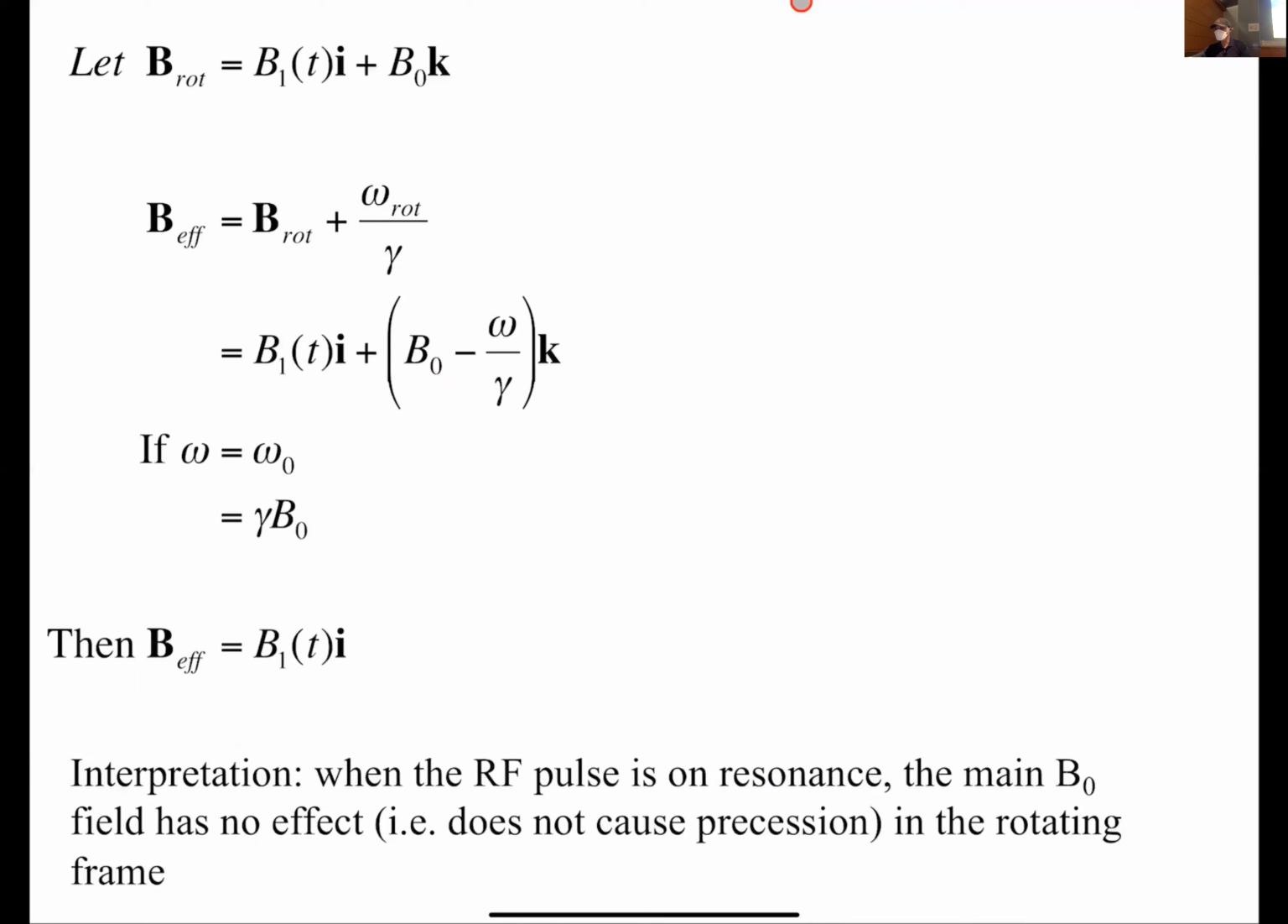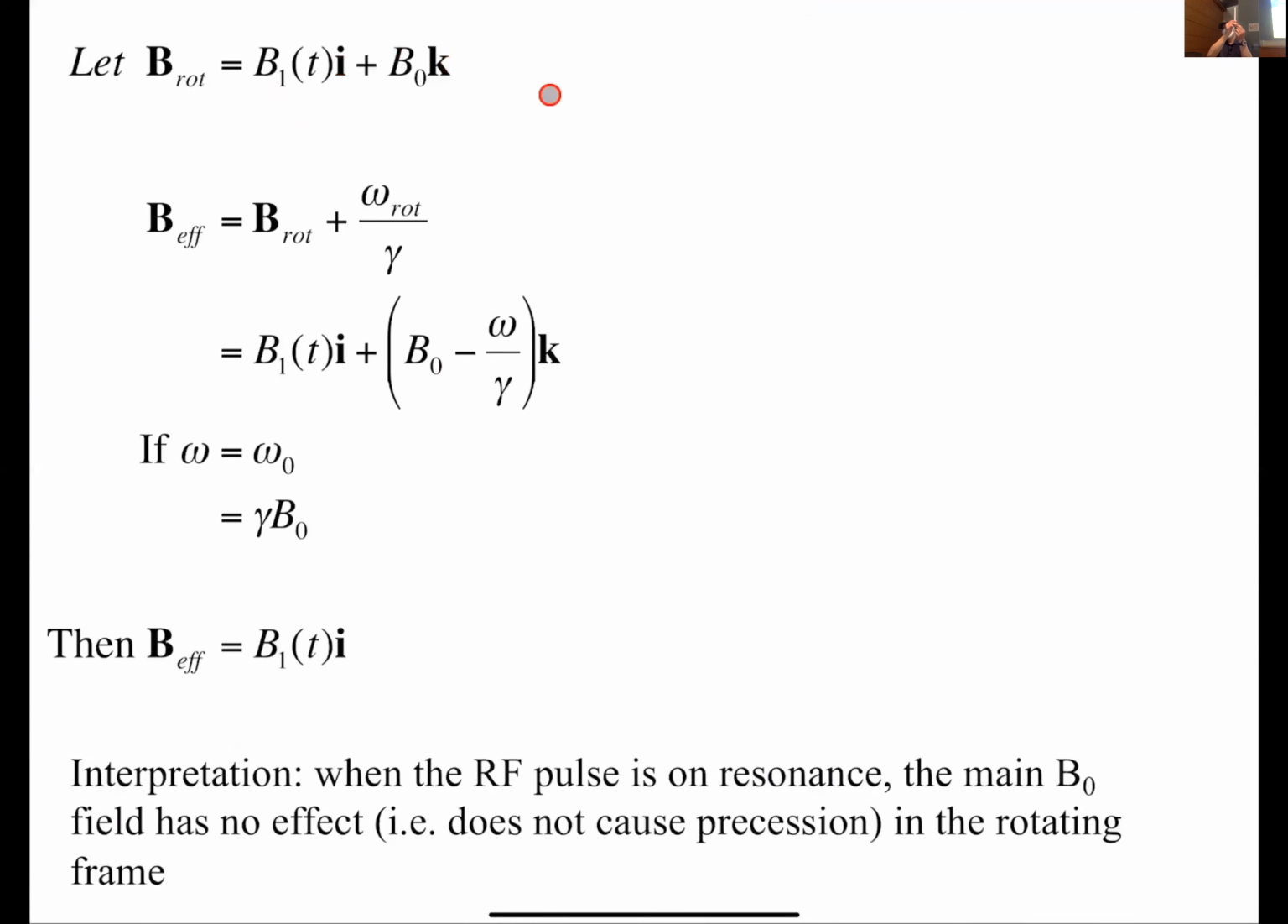So what happens if you apply a rotating B1 field along the I hat direction, and then you still have this B0 field? The field being applied is this big uniform B0 field plus this teensy little field along the I direction. So in the K direction you have the strong B0 field, and you have a small field component in the I direction.